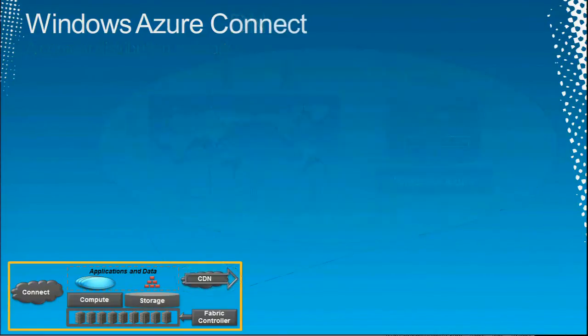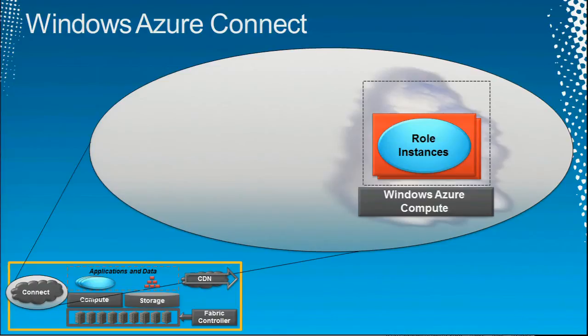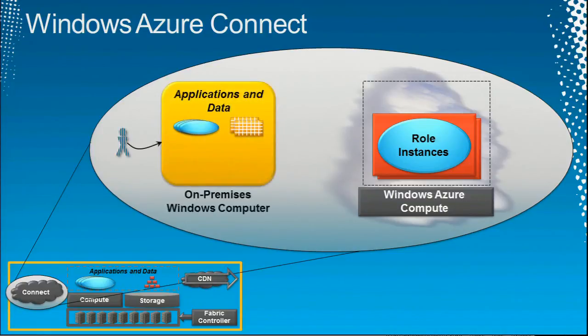The last piece of Windows Azure itself is also interesting and useful for some kinds of problems. It's this thing called Connect. Here's the idea. Suppose I have applications running, some role instances in Azure, and I want to connect to them from an on-premises Windows machine. That machine might have on it applications, data, that I want to link in some way to the instances, to the app, running on Windows Azure. So how do I do that?